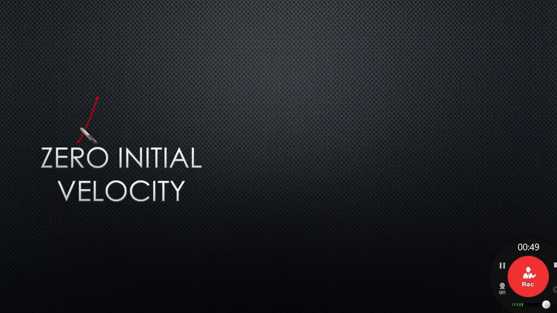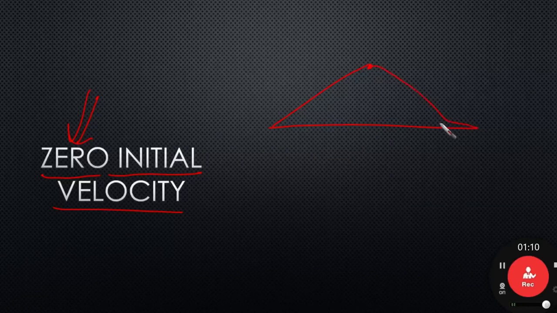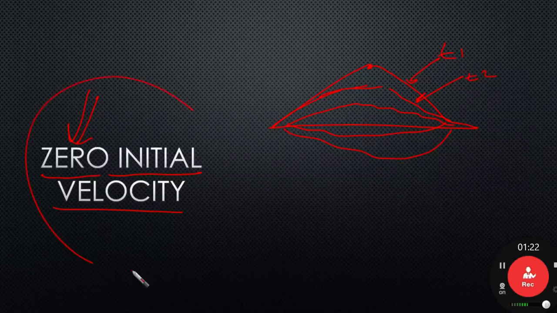Okay, let's start with the case where we have zero initial velocity. So there is no velocity for the wave, it is just displaced from a certain position and then left. If we have a string, for example, we move it here and then leave it. It gives us some shape for this wave at different times t, and so on. So we are going to talk about the zero initial velocity in the beginning.